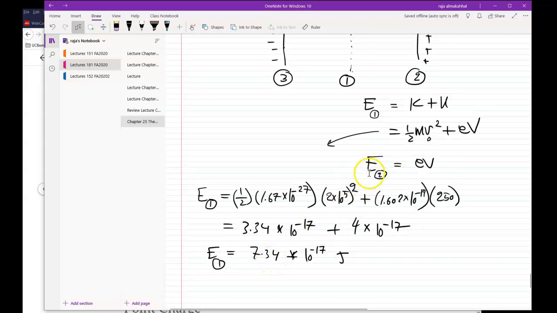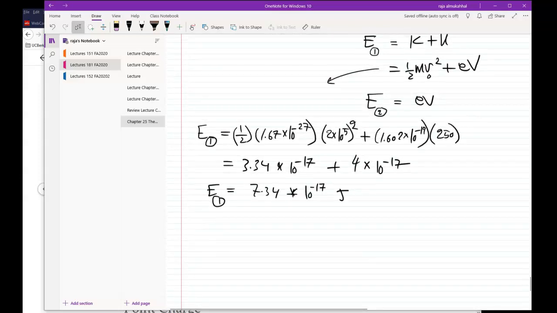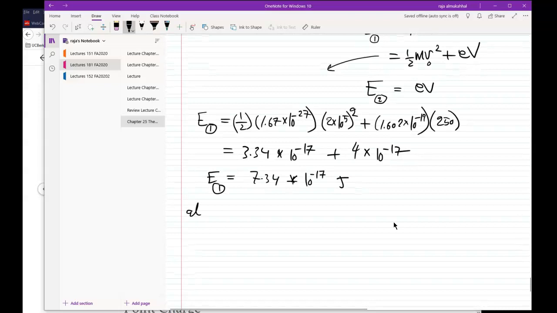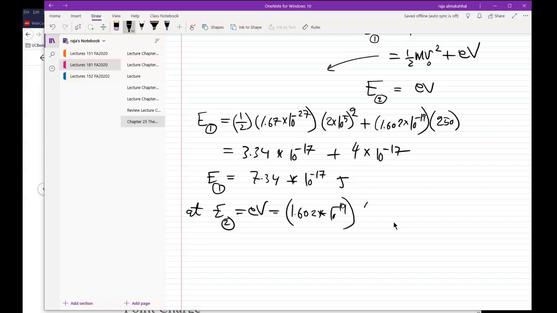Let me calculate the total energy of the proton at position 2, where it's going to stop right there. So at E sub 2, it's just going to be EV, and that's 1.602 times 10 to the negative 19 times 500, right? And that's equal to what? 8.01 times 10 to the negative 17 joule.